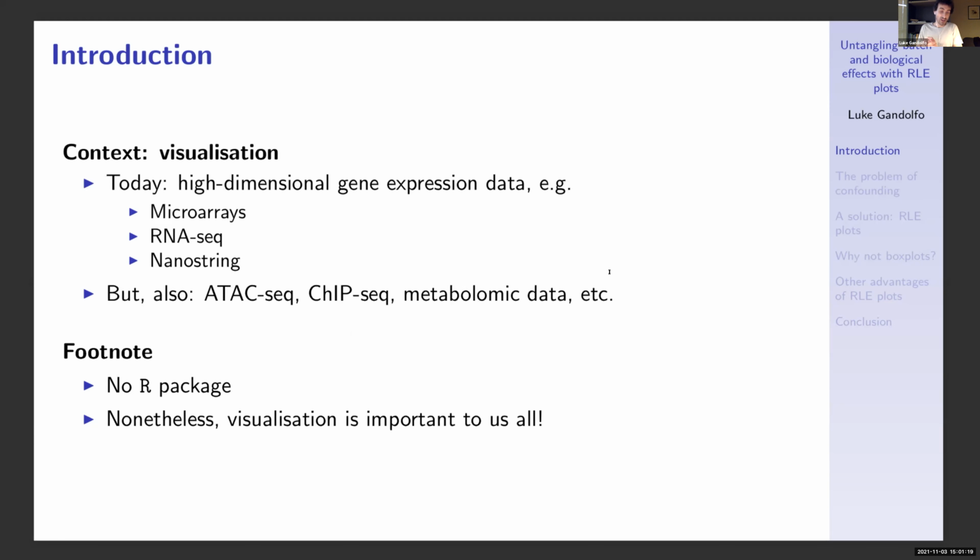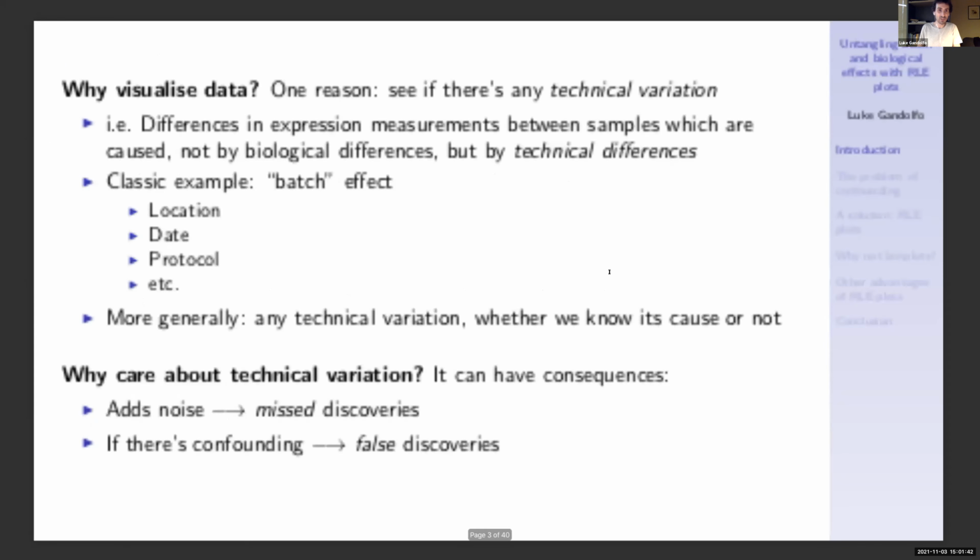And just a footnote, the ideas I'll be discussing today are pretty simple. There's no R package involved, although as mentioned earlier, there are R packages that do implement this idea. But nonetheless, I thought this would have wide interest for the BioC community because visualization is important to us all. So let's make a start.